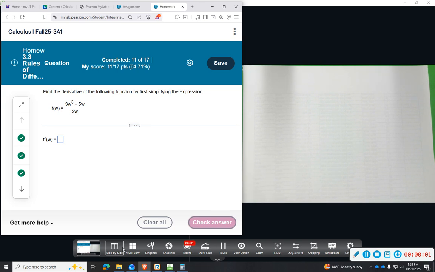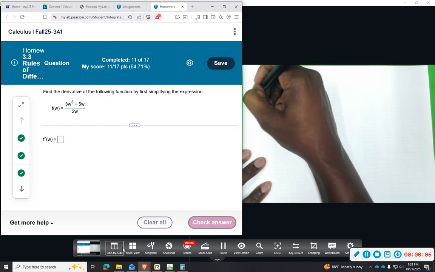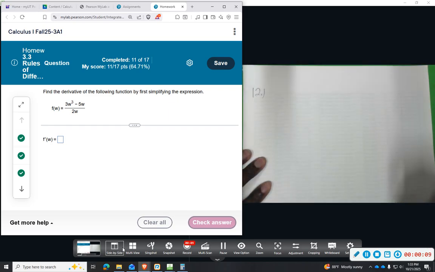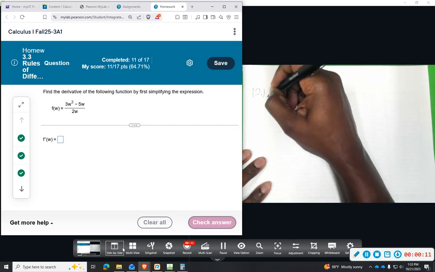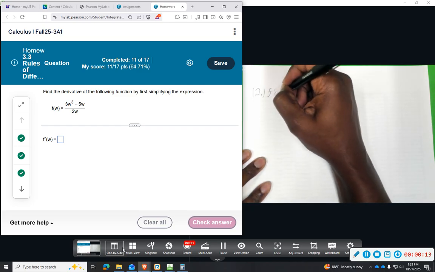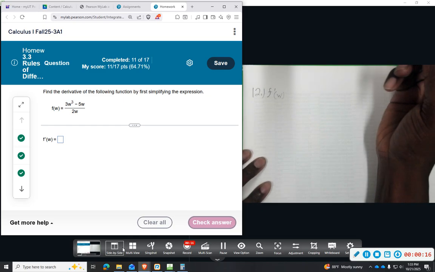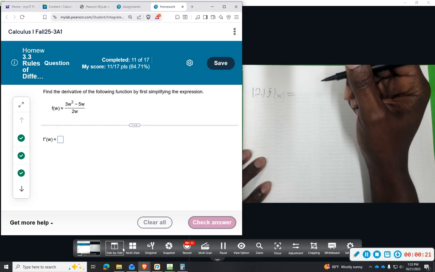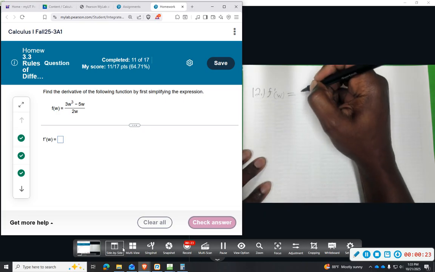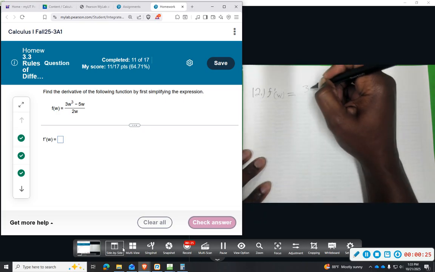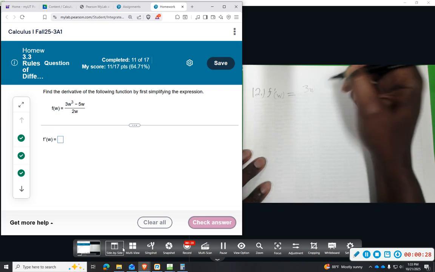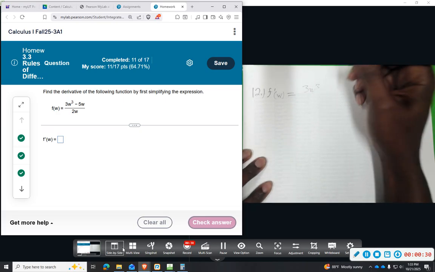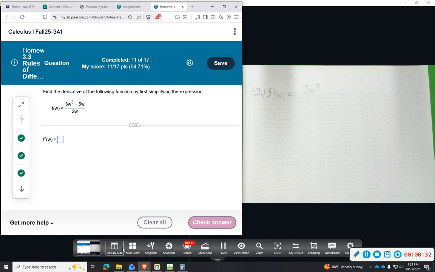All right, number 12, we want to find the derivative of f by simplifying first. f of w is equal to 3w to the third. This thing is kind of fading out. Let's see if we got a better one.